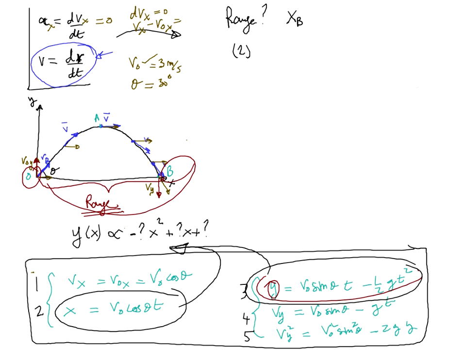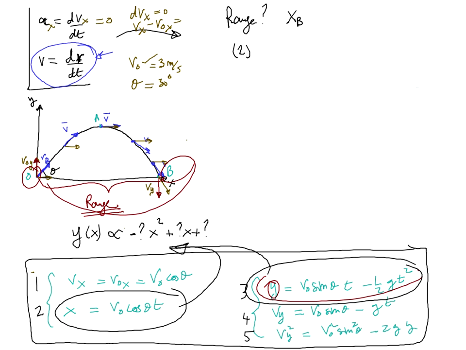However, this was an easy step because y was equal to 0. If y is not equal to 0, then that's a quadratic equation. So that's a pain in the neck. What about going the other way around?